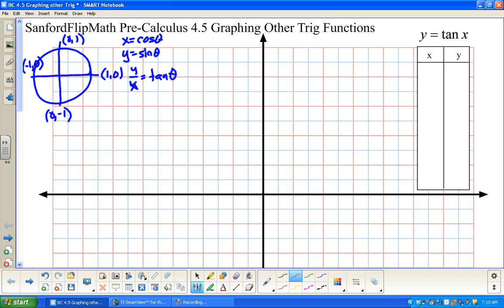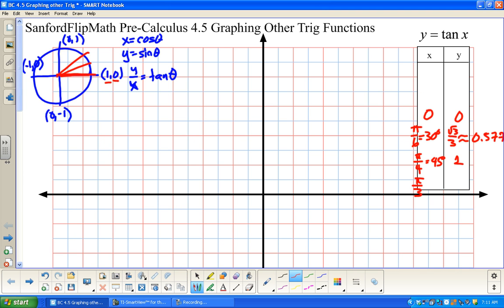For instance, the tangent of 0 is 0. In fact, if you look right here, if I put y over x, 0 over 1 is 0. If I go to 30 degrees, also known as pi over 6, then the tangent is the square root of 3 over 3, which is about 0.577. Okay, so 45 degrees, pi over 4, the tangent is square root of 2 over 2 over square root of 2 over 2, which is 1.